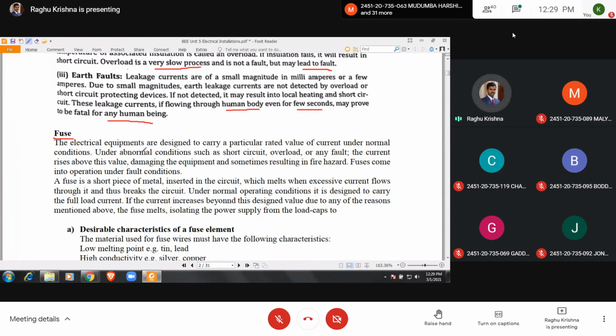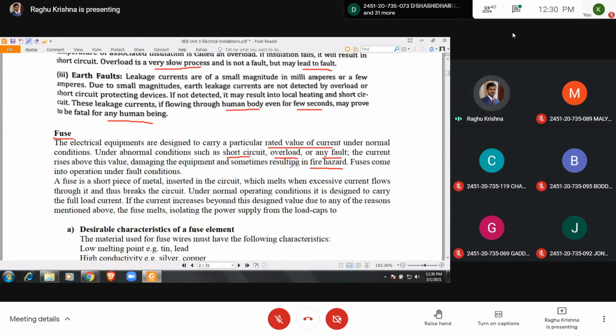The electrical equipments are designed to carry a particular rated value of current under normal conditions. Under abnormal conditions, such as short circuit, overload, or any fault, the current rises above its value, damaging the equipment and sometimes resulting in fire hazards. So if more current flows, the equipment gets damaged.